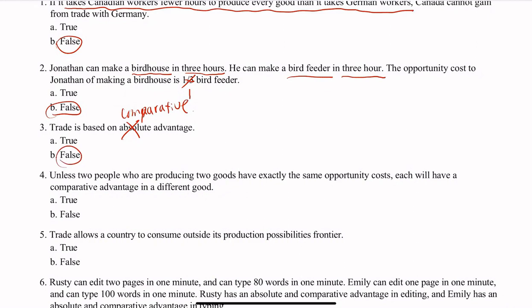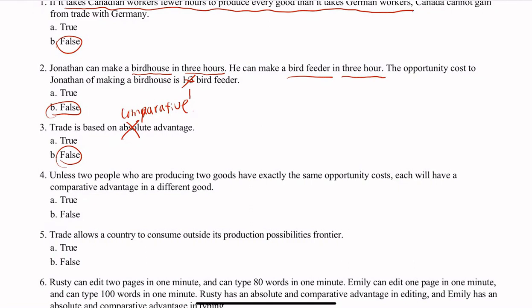Fourth, unless two people who are producing two goods have exactly the same opportunity costs, each will have a comparative advantage in different goods. This is correct, right? Because we just think about the example of the farmer and rancher, right? We find out if the rancher has a comparative advantage in producing meat, then the farmer must have a comparative advantage in producing potatoes. So this basically means each person will have a comparative advantage in different goods.